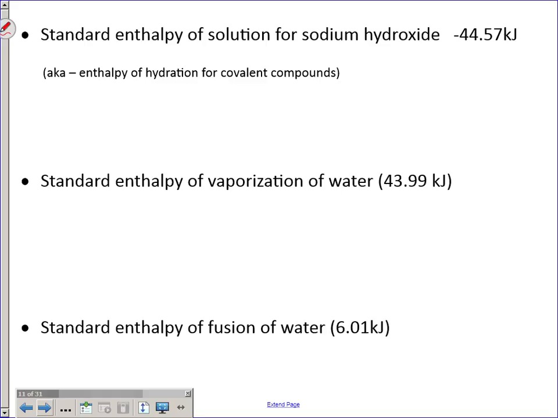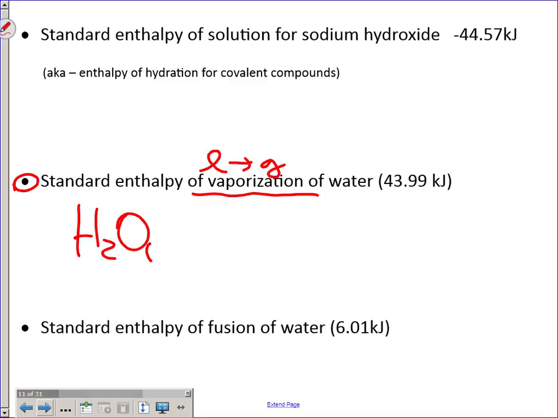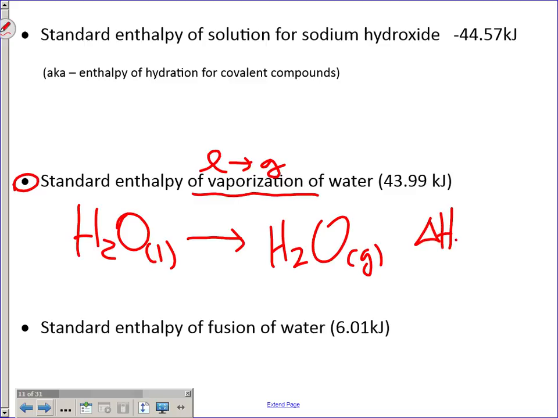Enthalpy of vaporization. Standard enthalpy of vaporization of water. What do I start with? Now this says vaporization. What does that mean to you? Liquid to gas. Liquid water to, guess what? Gaseous water. Okay. And what do I write at the end? Delta H, not VAP, right? Delta H VAP, because it's from a vaporization, is equal to 43.99 kilojoules per mole.